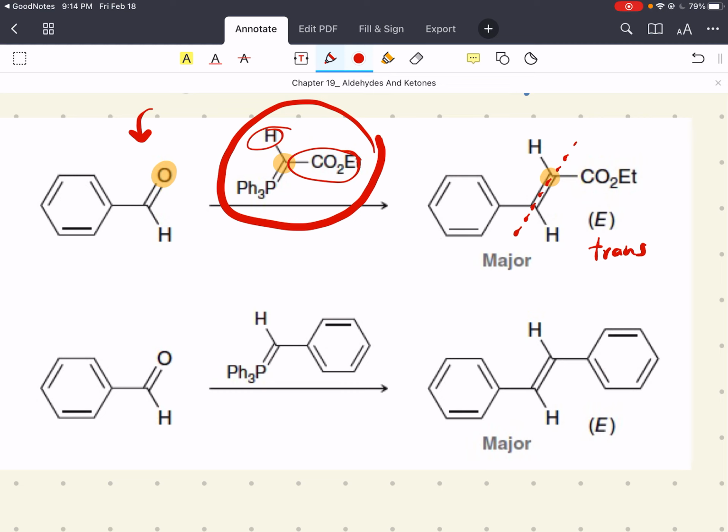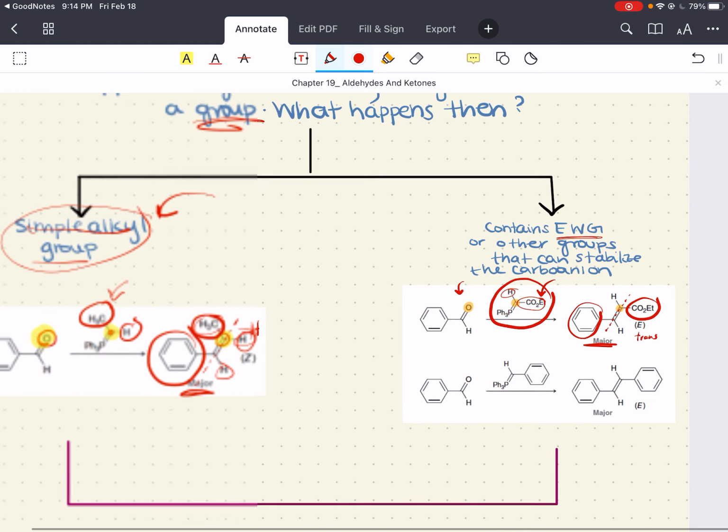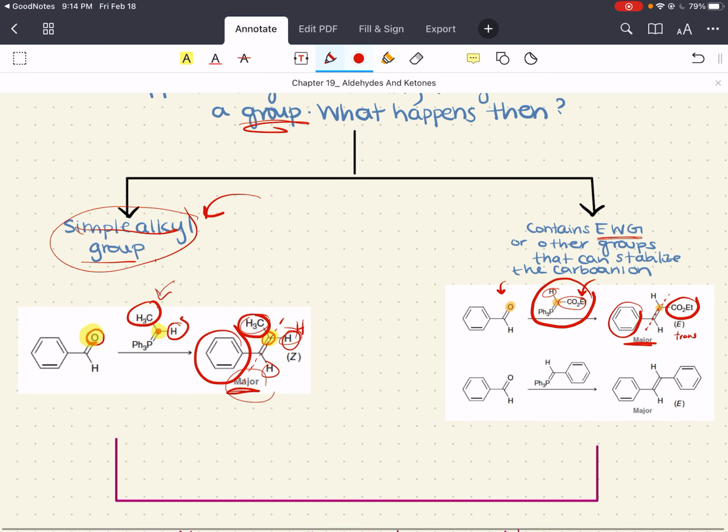If you divide this double bond, you want your two biggest groups to be on opposite sides of the double bond. Trans is your major product when you have a group attached to your Wittig reagent that is an electron withdrawing group or anything that can stabilize your carbanion, carbonyl being a great example of that. If it's a simple alkyl group, your major product is the cis product or the Z product, if you will.